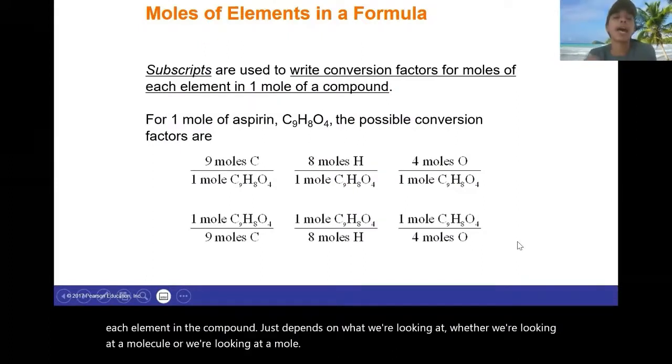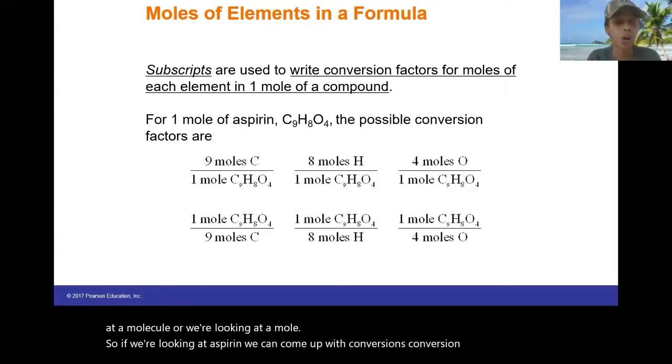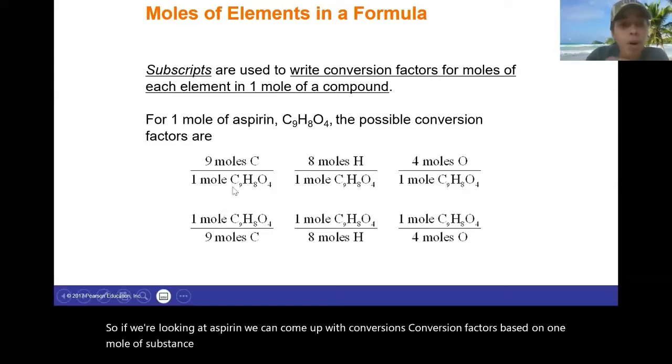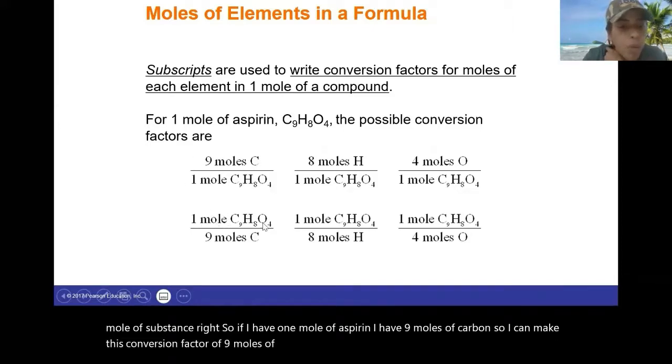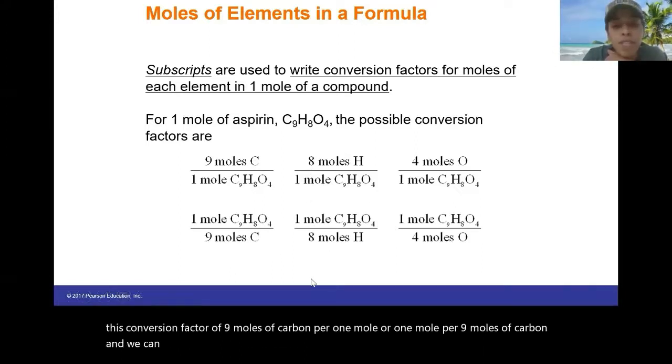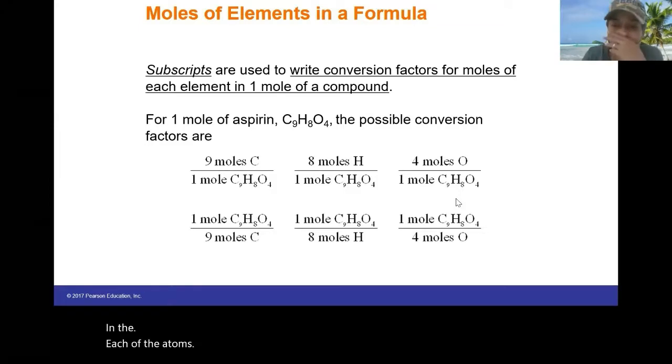So if we're looking at aspirin, we can come up with conversion factors based on 1 mole of substance, right? So if I have 1 mole of aspirin, I have 9 moles of carbon. So I can make this conversion factor of 9 moles of carbon per 1 mole, or 1 mole per 9 moles of carbon. And we can do that for each of the atoms in the molecule.